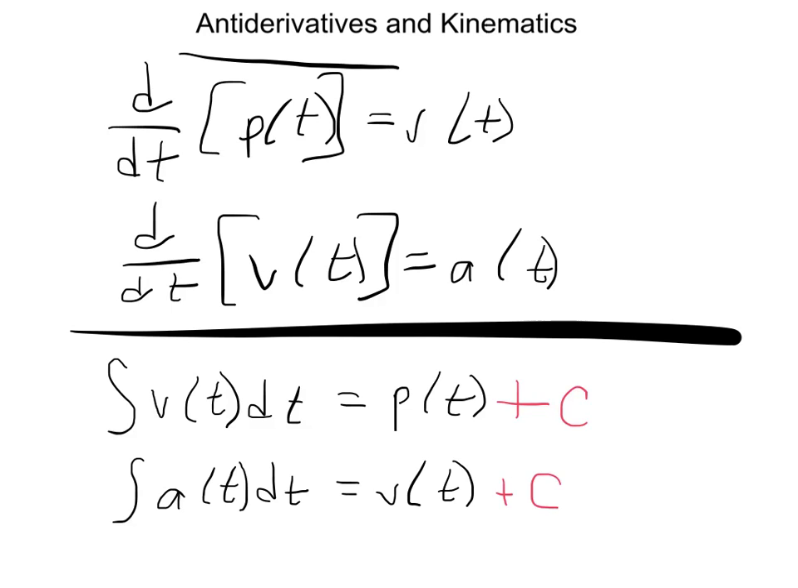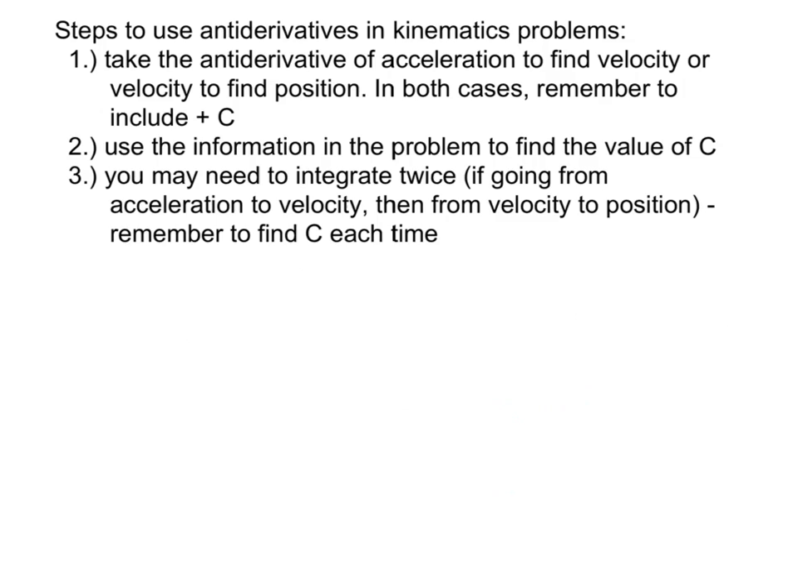So I've got the steps written out for this, so we'll show you the steps and we'll get into the two examples that we have. So first of all, steps to use antiderivatives in kinematics problems. Short of it, take the antiderivative of acceleration to find velocity, or the antiderivative of velocity to find position, and in both cases, you need that plus c.